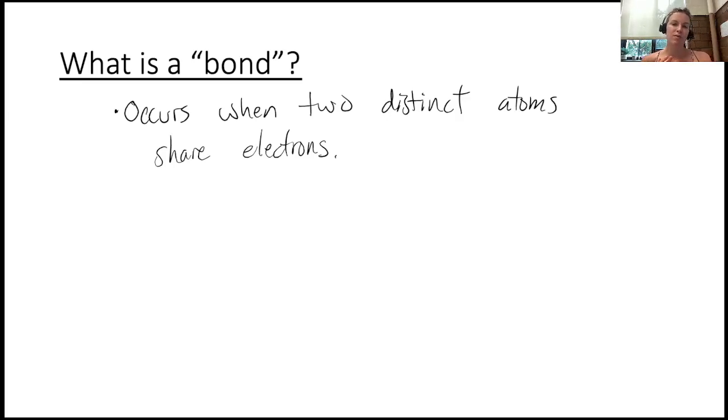So up until now, we've kind of talked about how individual atoms have electrons in their orbitals. But what we're going to learn today is that two different atoms can share. How nice is that?